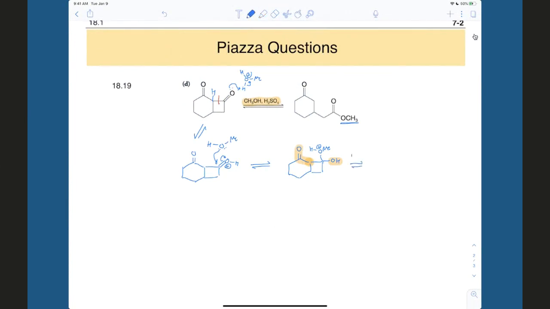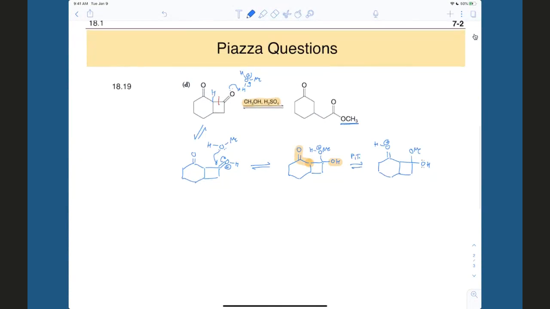We're going to draw a proton transfer. And in order to make this a good leaving group that isn't going to be negatively charged, we are going to have to protonate the carbonyl. So this is a pretty tricky problem, as it involves some steps like retro Aldol or retro Claisen.